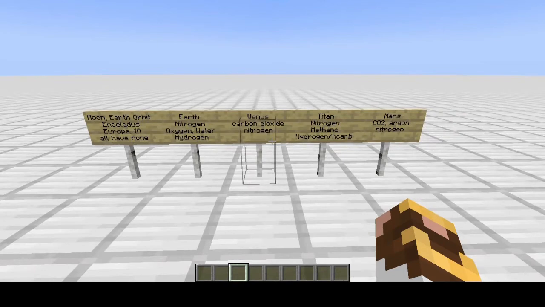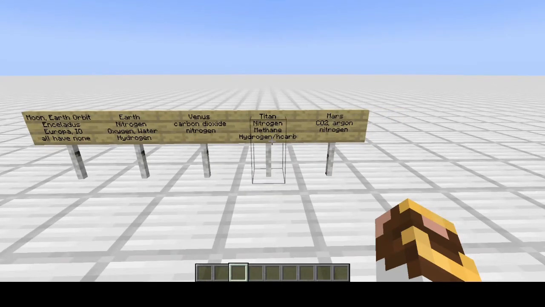Venus has a humongously carbon dioxide heavy atmosphere. If you go online and search Venus's atmosphere, you're going to find out it is just crazy carbon dioxide, which means for us a huge carbon farm. What if I told you it was possible to make over 1 million carbon an hour? We'll come back to that. Titan has nitrogen, methane, hydrogen, and hydrocarbons. And then Mars has carbon dioxide, argon, and nitrogen. So it definitely helps to have a connection going on with Mars.